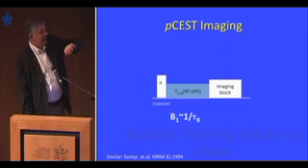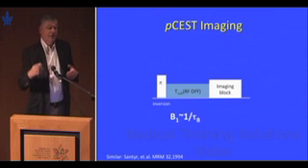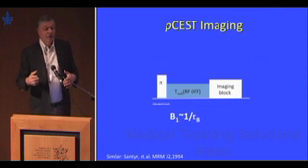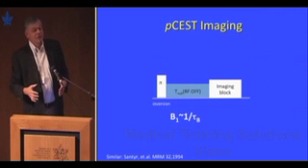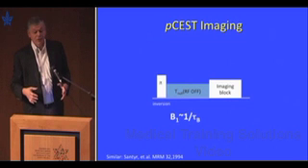So the last thing I'd like to finish with in the last few minutes is that all of the CEST experiments that we did were negative contrast. In other words, you see a drop in signal. Now, there's some reasons to get positive contrast. There are probably a variety of reasons to do positive contrast.